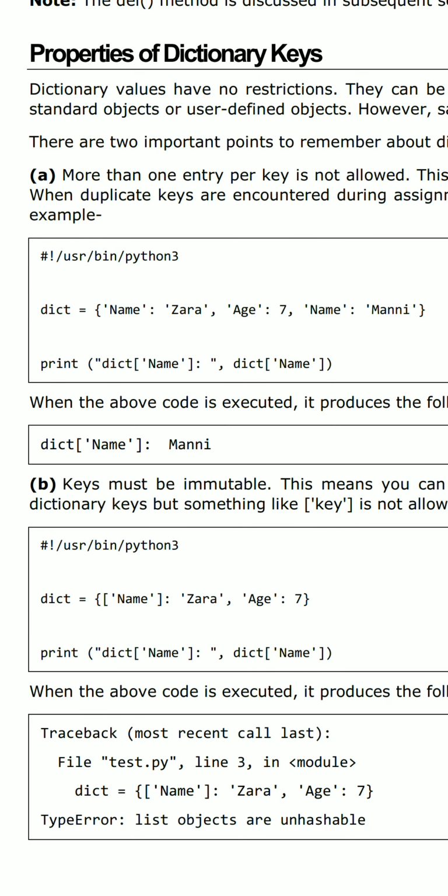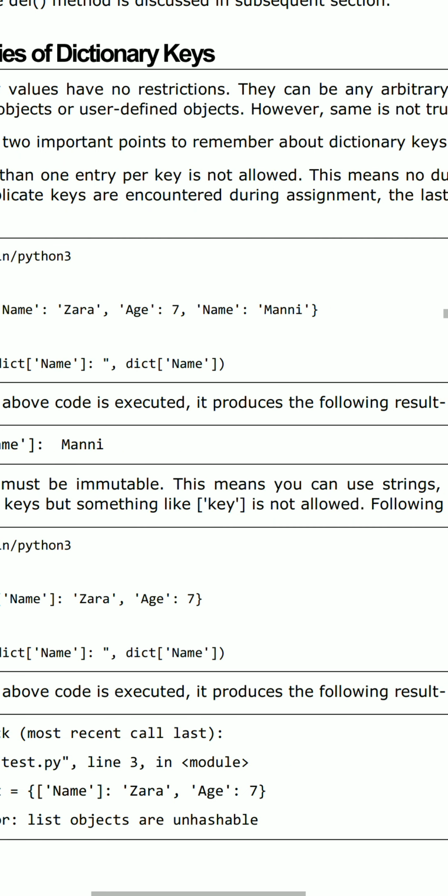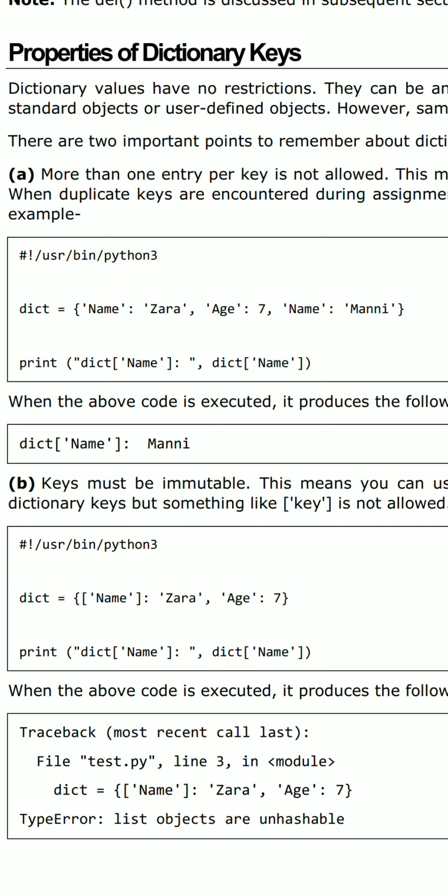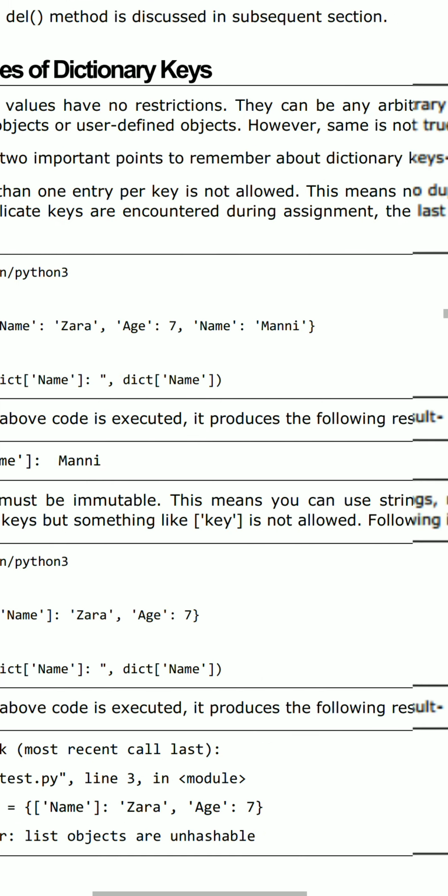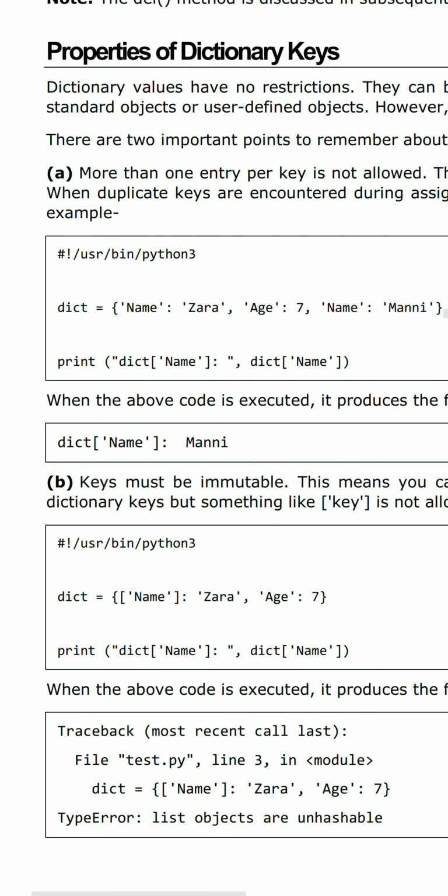Here I have taken a dictionary with name Jara, age 7, and name money. Here I am printing the dictionary of name. Here the name Jara is one name and name money is another name. I am printing the dictionary of name. As the code executed, it produced the following result, dictionary of money.